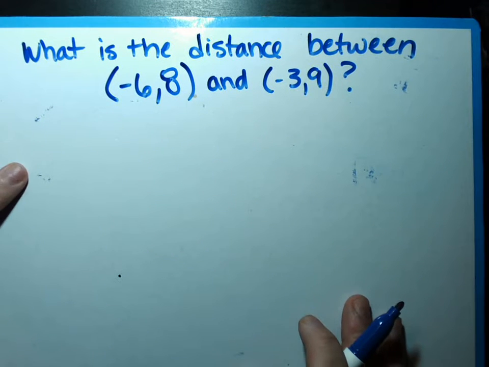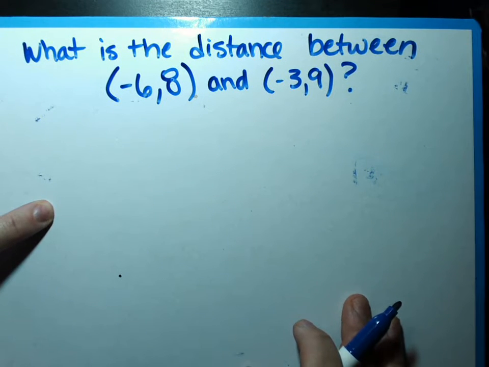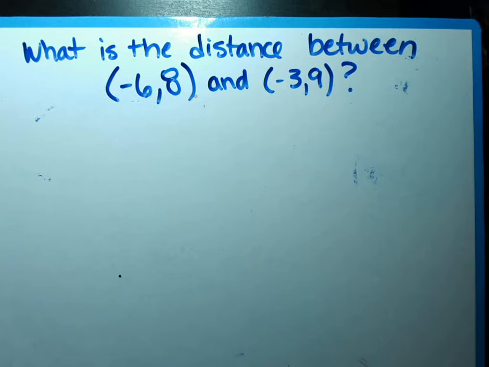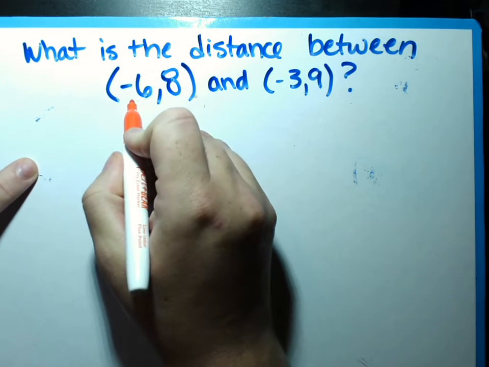Okay, guys, so this first example is what is the difference between -6, 8 and -3, 9? So remember, these are 2 points in our coordinate plane. Okay, but I'm going to show you how to do this. This is going to be the way easier way, okay? So you have to find the values or calculate the values from the 2 legs.